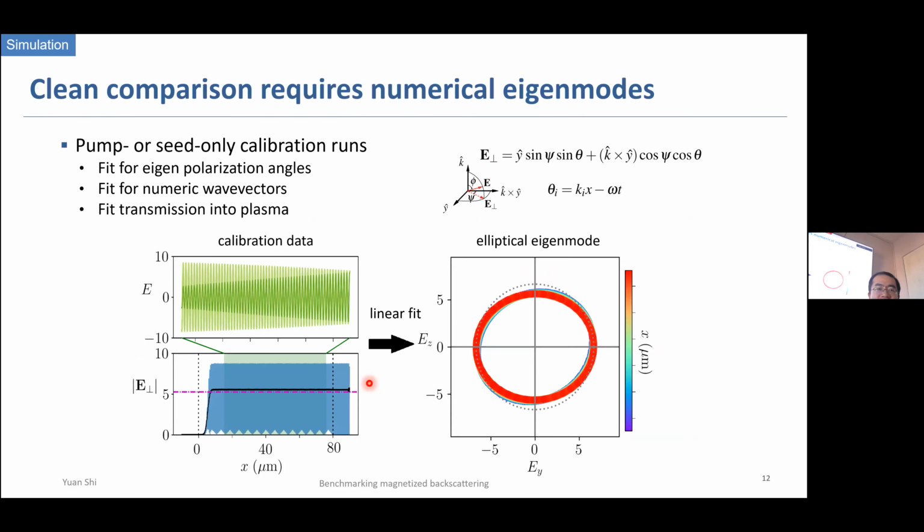Now we can get to the simulation part. As I mentioned earlier, we need to have very clean eigenmodes to avoid contamination. This doesn't matter for unmagnetized plasma, because in unmagnetized plasma the two modes are degenerate. They interact more or less the same way.